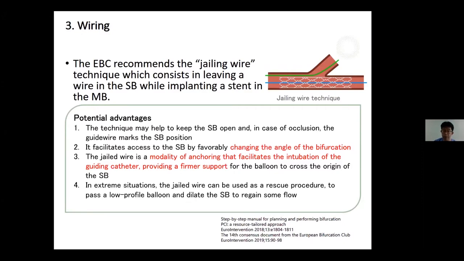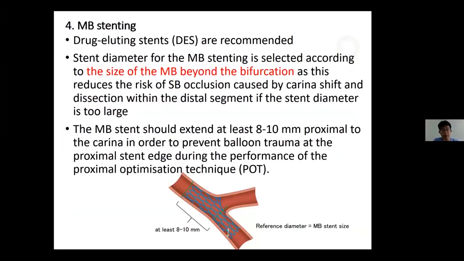And the next important thing is number 3. The jailed wire is a modality of anchoring that facilitates the intubation of the guiding catheter, providing firmer support for the balloon to cross the origin of the side branch. They're very important. So next, the main branch stenting.